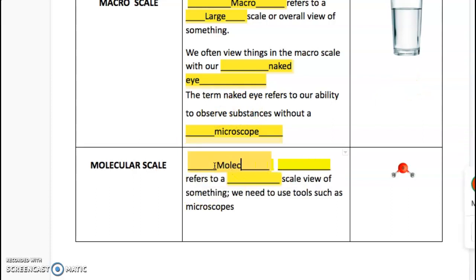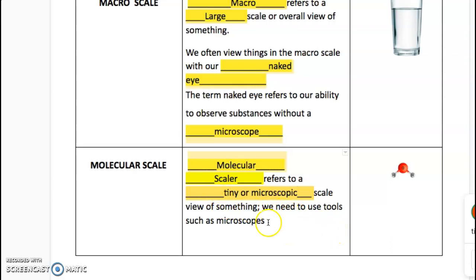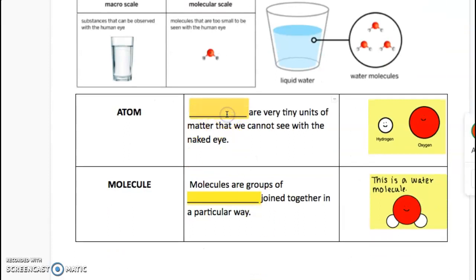Molecular scale. Molecular scale refers to a tiny or microscopic scale view of something. We need to use tools such as microscopes. Next, and here you'll notice here's our macro scale, a cup of water that we can observe with the human eye. Here is a water molecule, H2O, that you need a microscope to see.